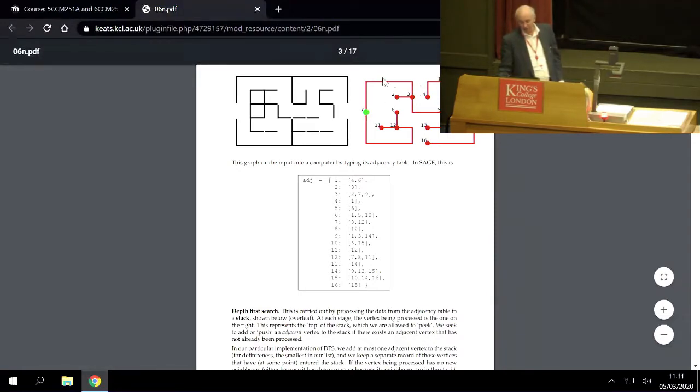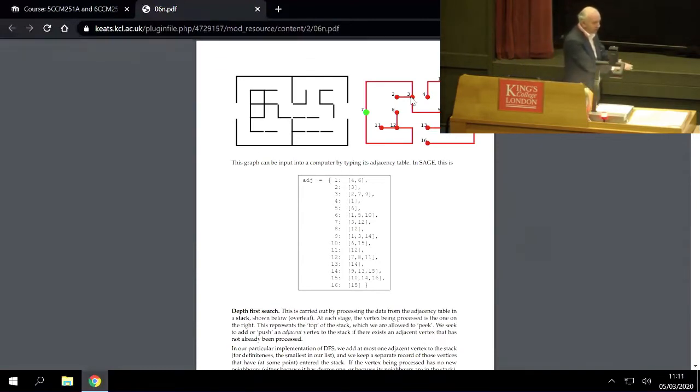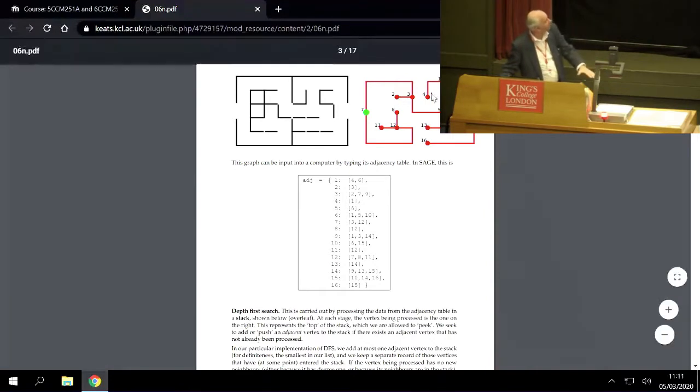So after 7, we'll put 3, and then 3 is the top of the stack, so we can use 3 to look at other adjacent vertices. Now, the smallest vertex adjacent to 3 is 2, so that goes on the stack. That's then useless because we can't go anywhere from 2, so 2 comes off the stack. That's called backtracking. We go to 2, but we have to backtrack to 3.